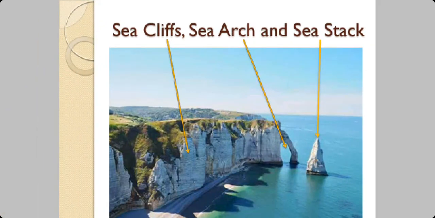Now, over a period of time, more erosion will occur to this sea arch, and its top portion will become very weak so that it cannot support the weight of the material above it, and it will break and drown in the sea, and it will leave something like this. The third picture, the third part, is known as a sea stack. So now you know what is a sea cliff, sea arch, and a sea stack.